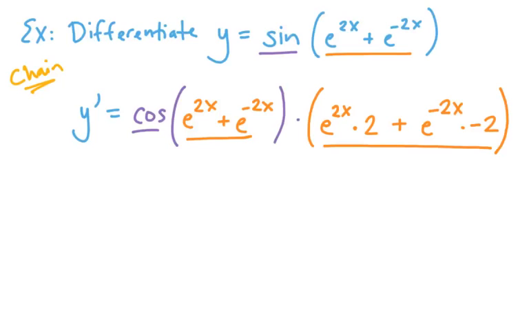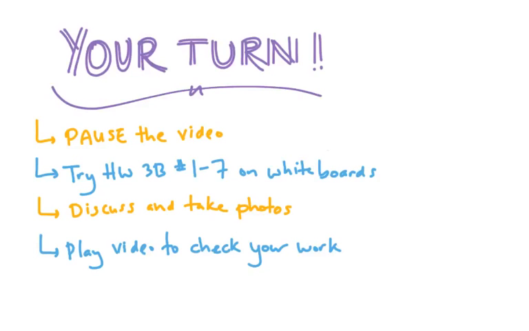Feel free to discuss any of the examples we've done so far as a class. But once you feel comfortable, I'd love to have you trying some practice. So here's the goal. Once I've gone through these steps, you can go ahead and pause the video. Don't pause it quite yet. But after I run through these steps, you can pause it and then grab markers and try homework 3B, problems 1 through 7 on the whiteboards. You can work them in small groups like we typically do. And then take a little bit of time to critique each other's work. Make sure you agree upon those answers.